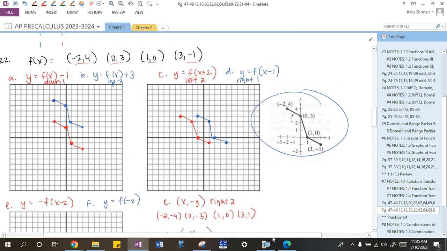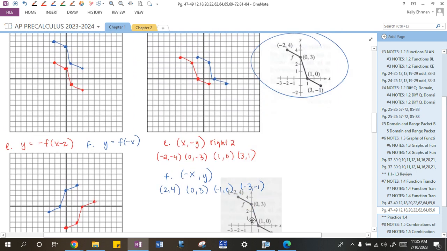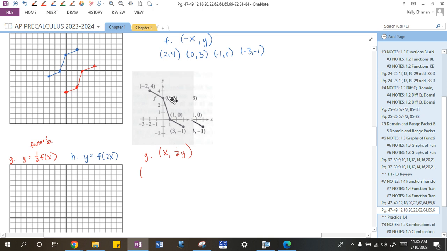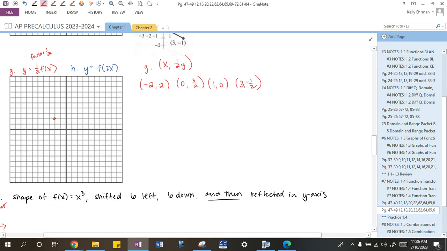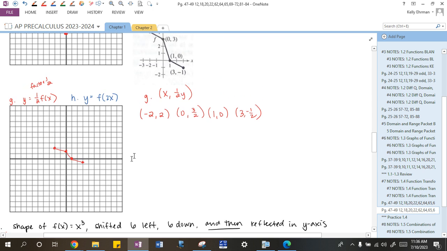I need my little, let me see if I can scoop this down. Take this with me because I don't have the page in front of me. If you're looking at the page on the computer, I would just split screen it. Okay, so -2, 2, 0, 3/2, 1/2, 1, 0, 3, -1/2. No shifting after that, so just plot these points. And remember what this should look like is a vertical shrink by a factor of 1/2. So the points are half as tall as they were.